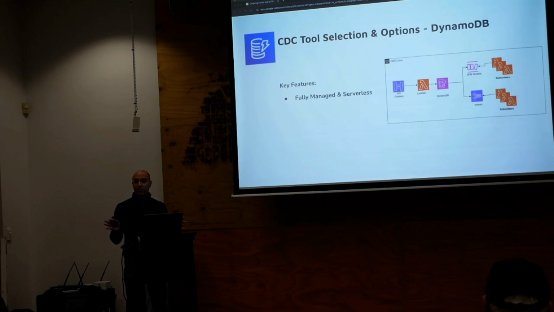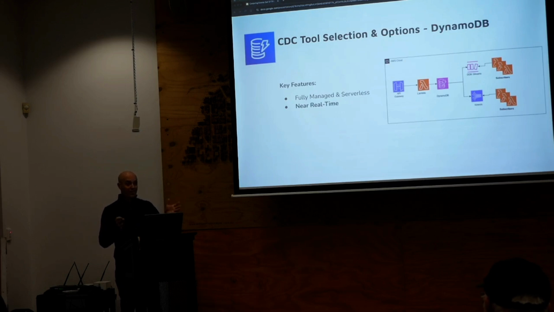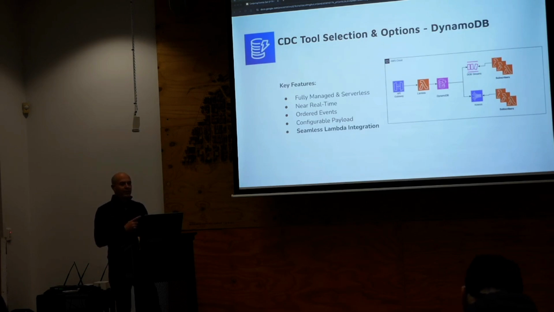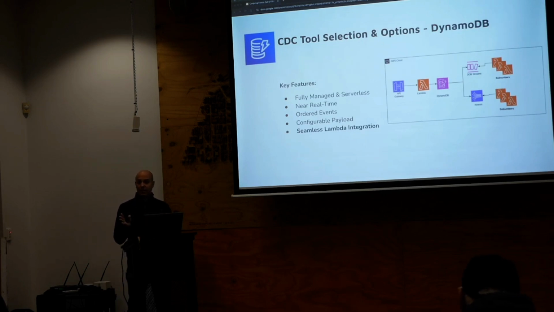There's no infrastructure to provision. There's nothing for you to manage other than the stream itself. Changes appear in a stream within seconds of happening in a table. And we're guaranteed the sequence of events for any given partition key. And we can configure the event payload. We'll take a look at this shortly. It's very common to trigger AWS Lambda functions directly from the stream for event processing. DynamoDB Streams makes this very easy with seamless Lambda integration.